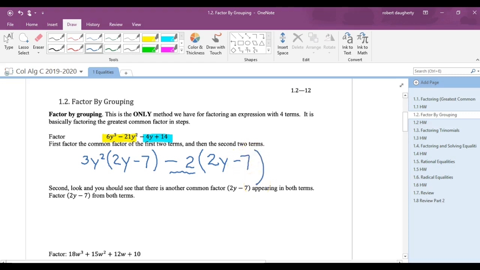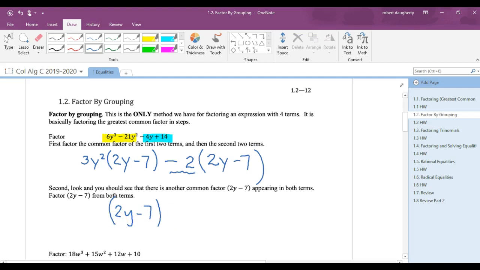Okay, there we go. Now, what do you see? Do you see anything that looks the same in both spots? 2y minus 7. So now I can factor out the 2y minus 7. The 2y minus 7 occurs in both places. So it's sort of a two-step factorization. I factor this and this, and now I see this term is in both places, so I can factor this out. So this would be 2y minus 7.